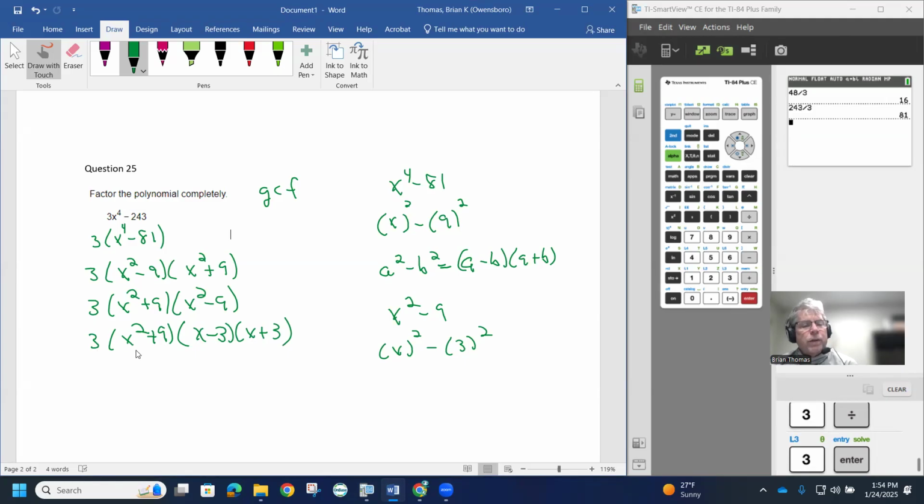3 is a factor, x squared plus 9 is a factor, x minus 3 is a factor, and then x plus 3 is a factor. So those would be our 4 factors, and it would be now completely factored.